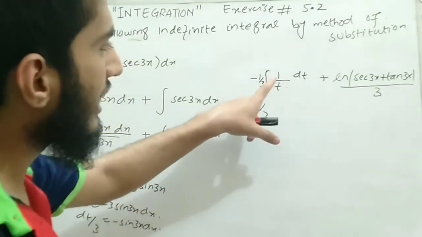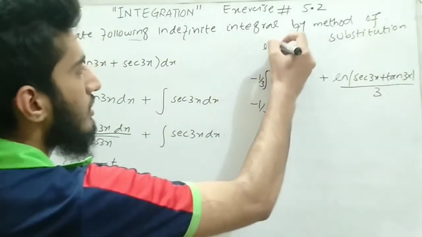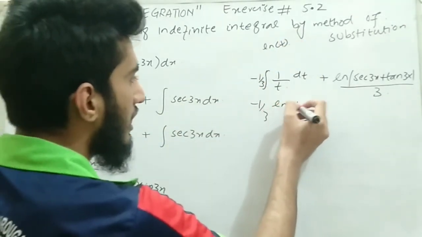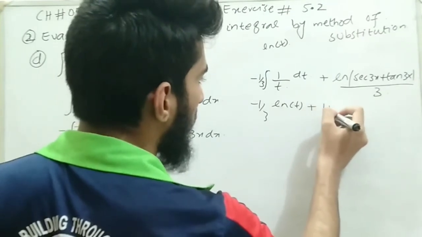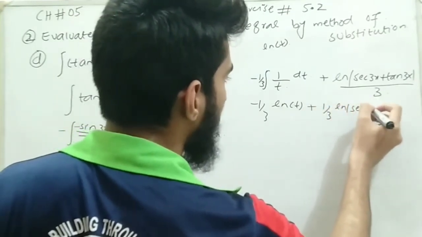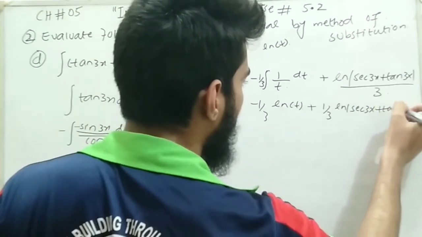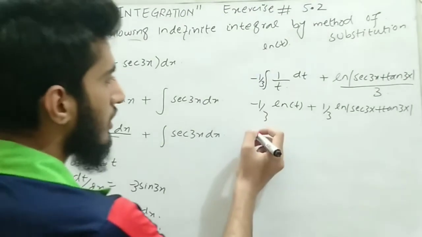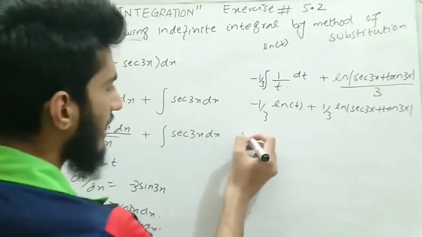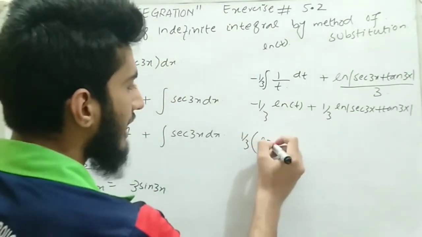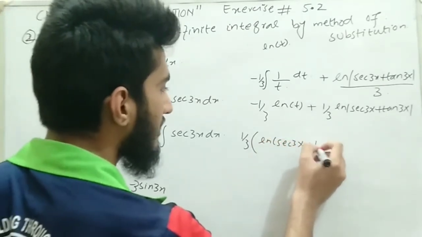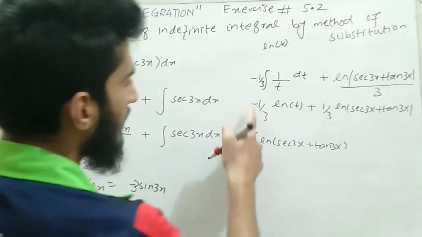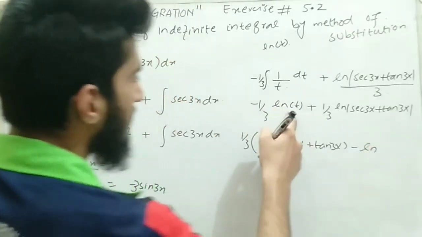Remember, the integral of 1 over t is ln of t, because if we differentiate ln of t, it gives us 1 over t. So it becomes ln of t. After this plus 1 over 3 ln of secant 3x plus tangent 3x. Now replace t with the given cos of 3x. First we are going to take out 1 over 3 common. So inside we are left with ln of secant 3x plus tangent 3x, and minus ln of t, where t is cos of 3x.